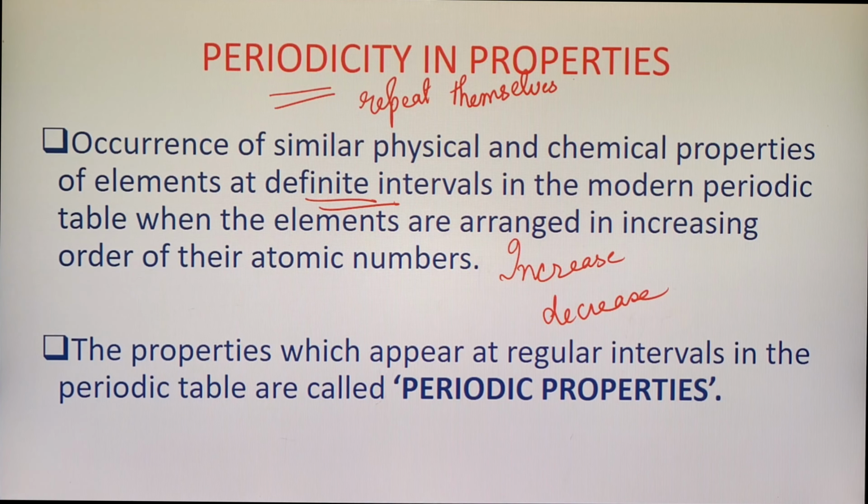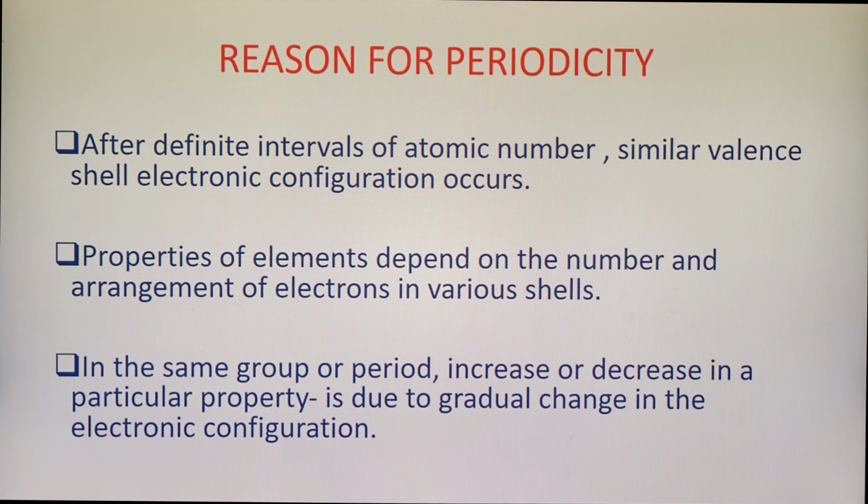be it the metallic character. What is the meaning of the word periodicity, children? Periodicity means they repeat themselves at regular intervals of time. They repeat themselves at definite intervals of time. Now, when I say they repeat themselves at regular intervals, I mean that they can either show an increase or a decrease. But this increase or decrease will be happening at regular intervals of time. It will be shown after a particular interval of time. So these are called periodic properties.